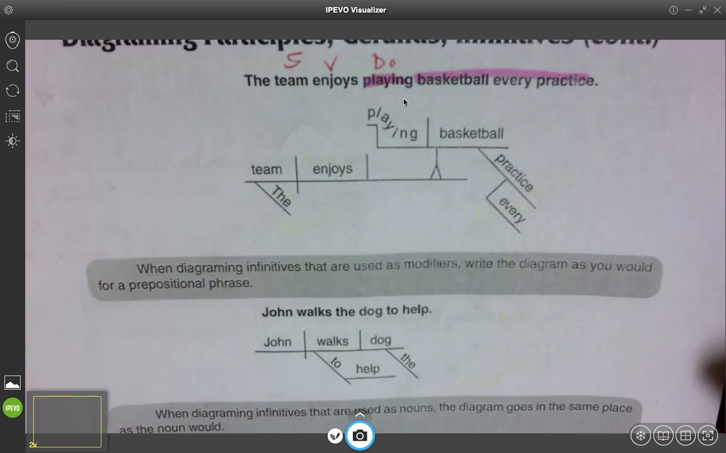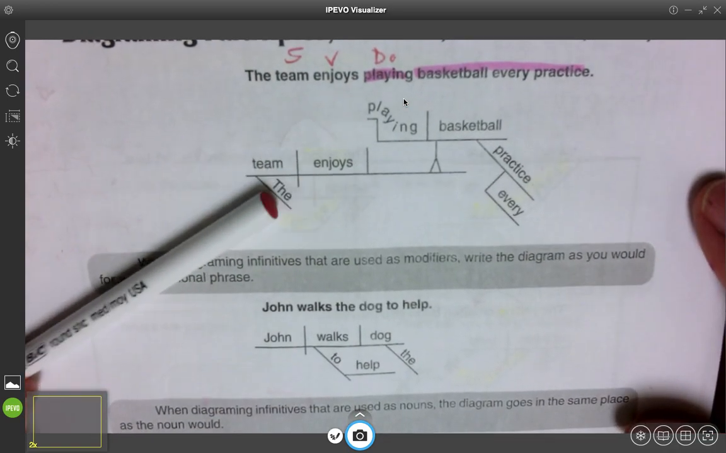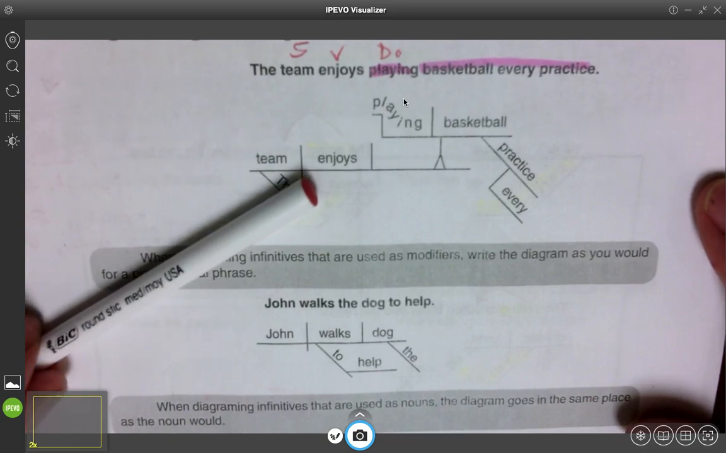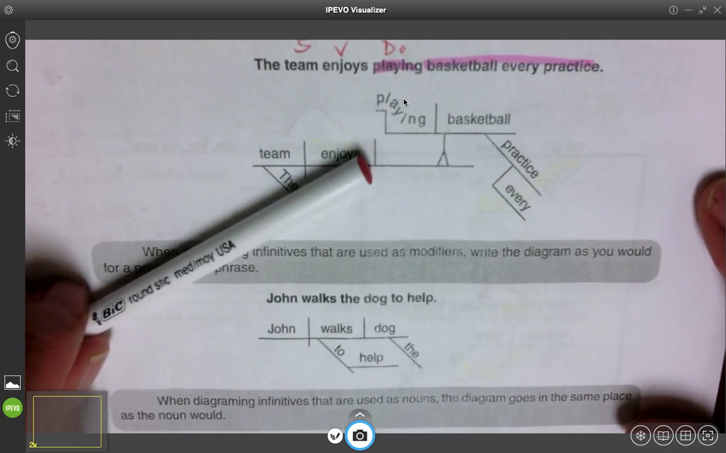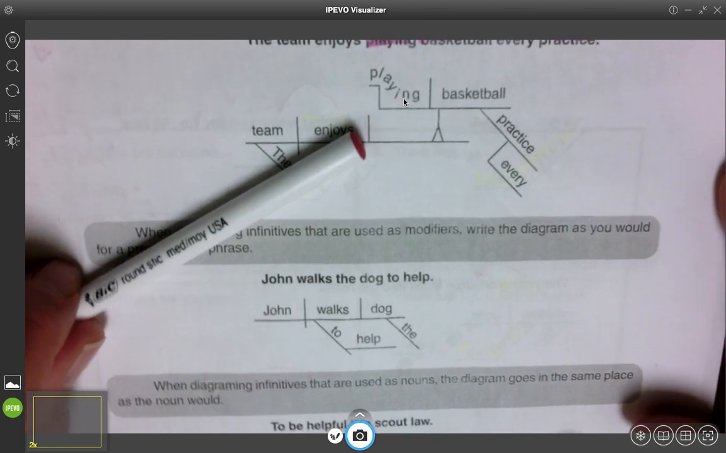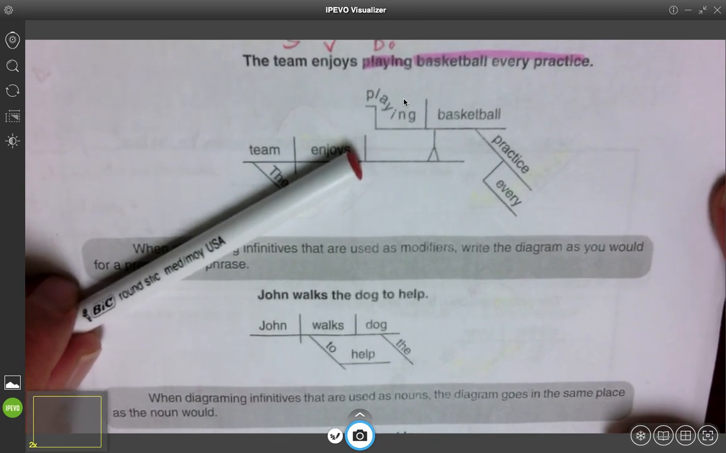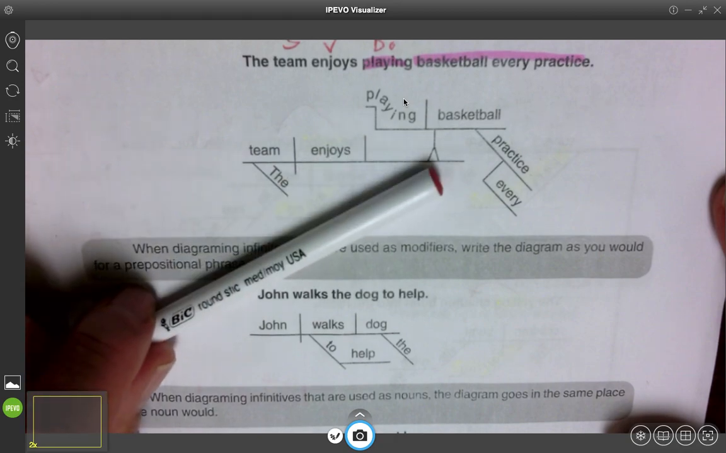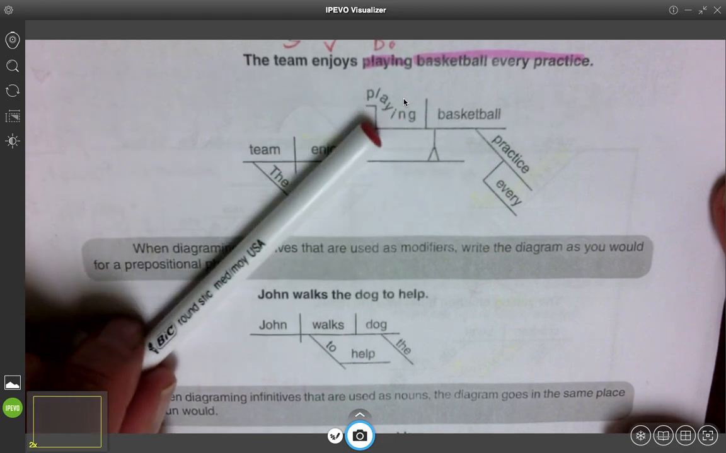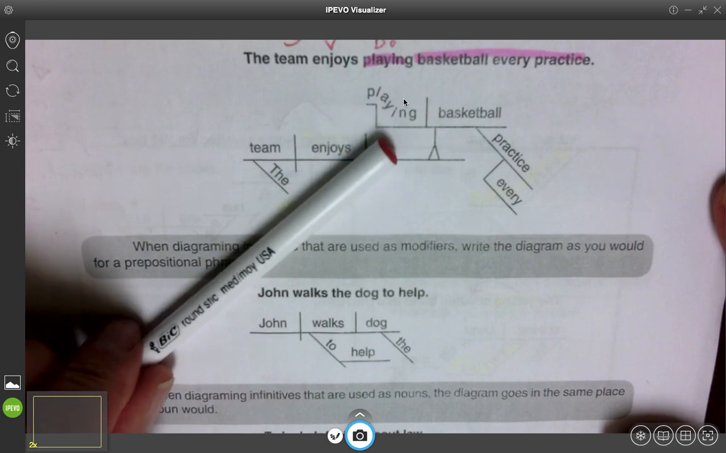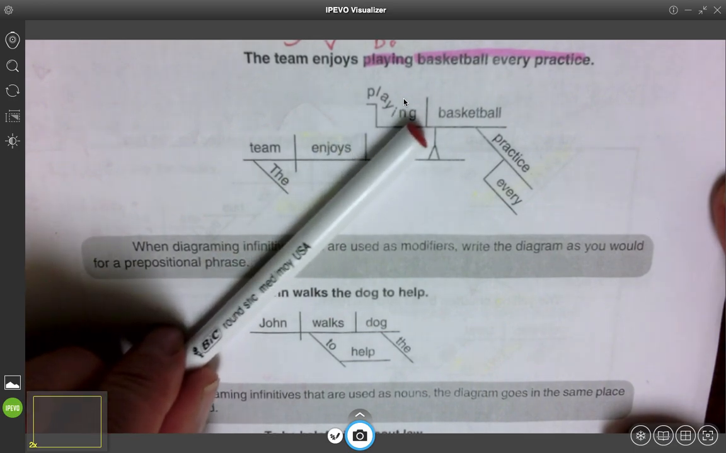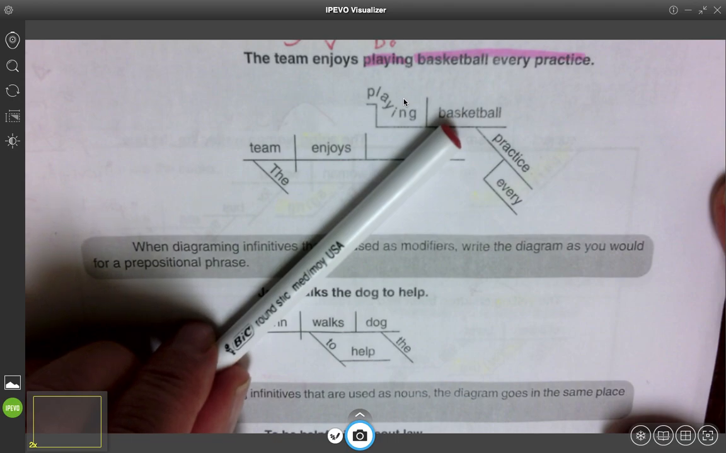So we'll take the subject first, team, the verb enjoys. Notice I put in my line just as I would for any other direct object. I make my tree. My gerund is playing. In this sentence, because my gerund has accompanying words, which we call the gerund phrase, I'm going to put playing what? Basketball.